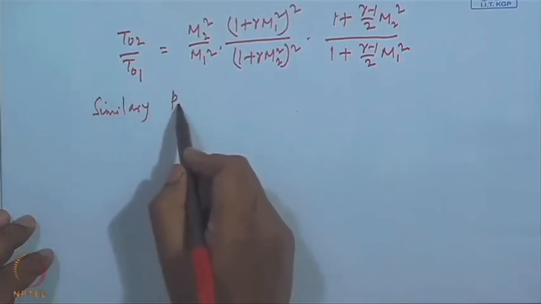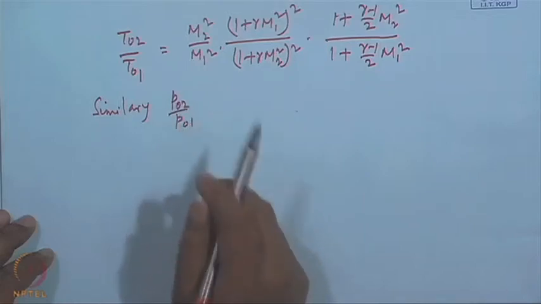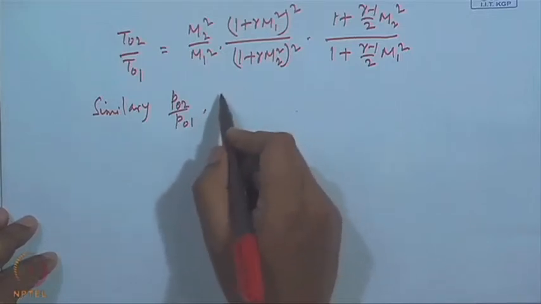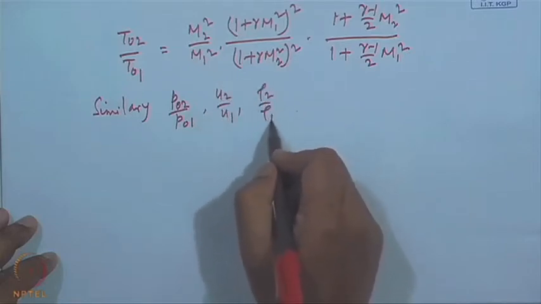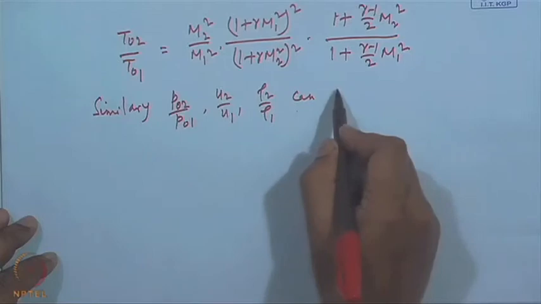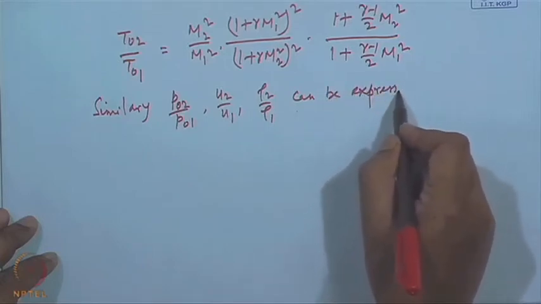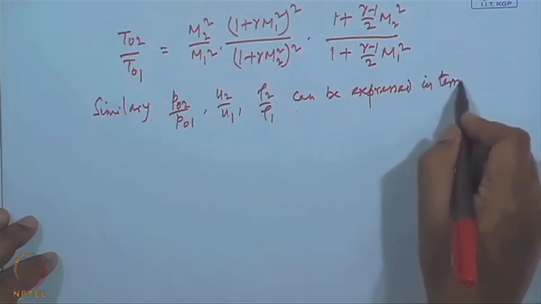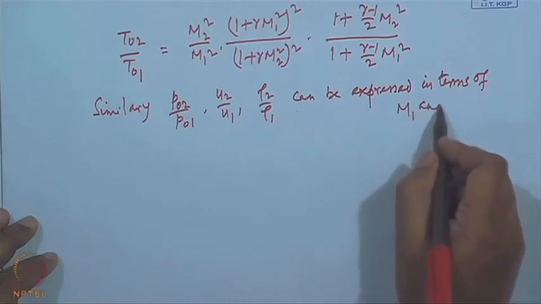Similarly, P02 by P01, U2 by U1 and rho 2 by rho 1 can be expressed in terms of M1 and M2.